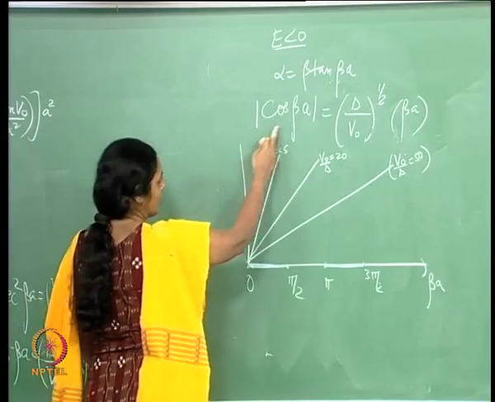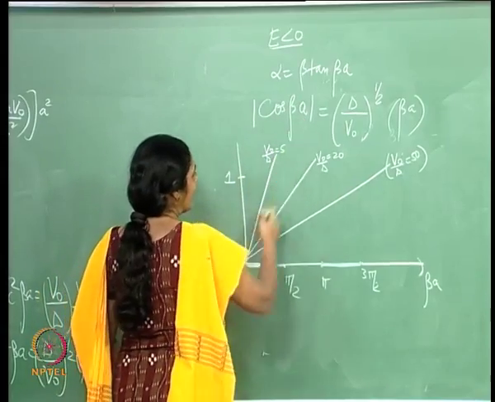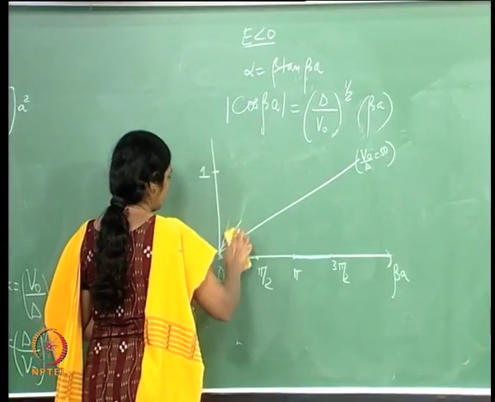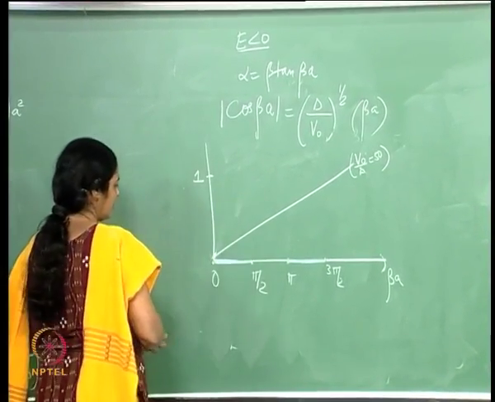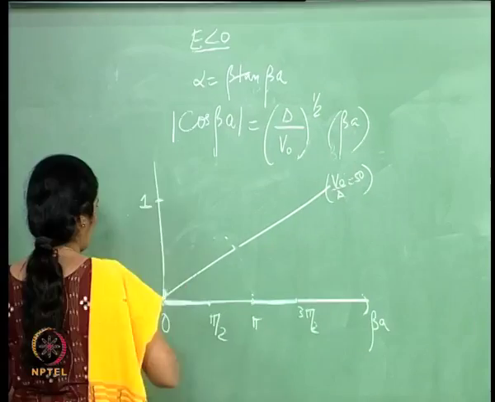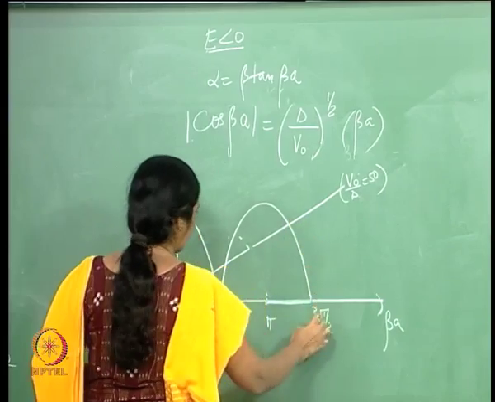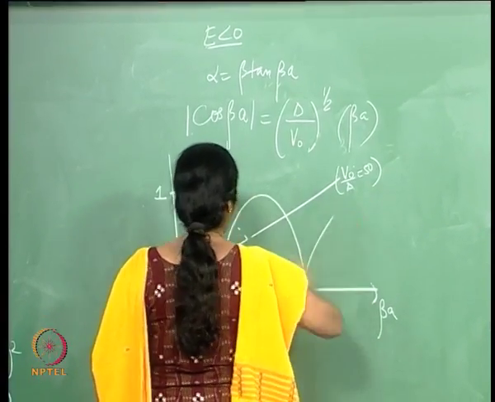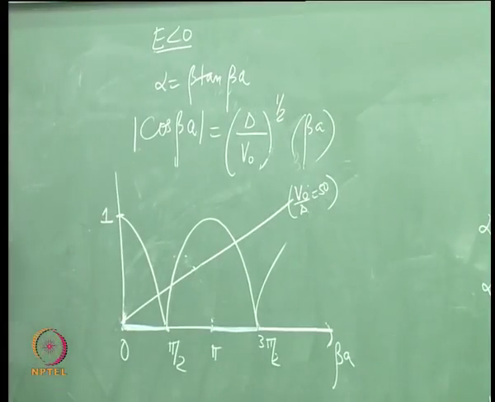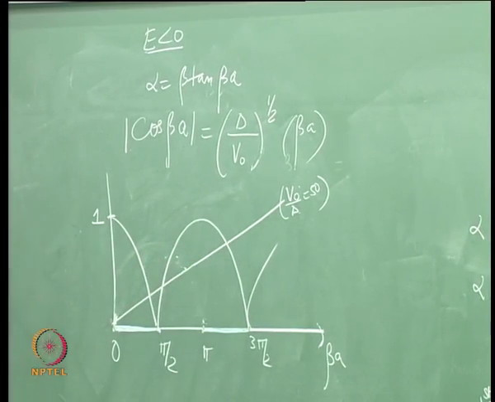So what are the allowed solutions? Where cos beta A, let's take that to be 1, where cos beta A cuts these lines. So let me for reference keep just one line, and draw cos beta A. So this modulus of cos beta A is what we want. So it starts from 1, like that, and so on. I am not drawing that part. Question is, where does this modulus of cos beta A cut that straight line?